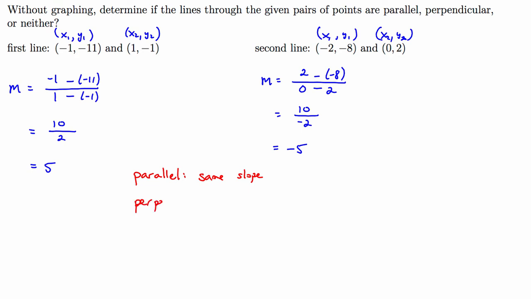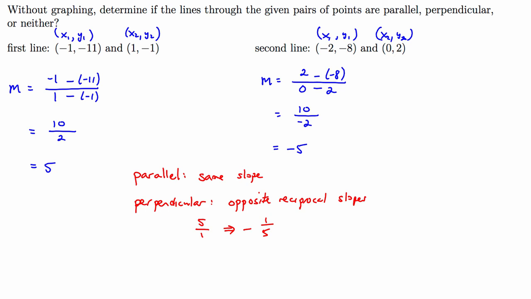On the other hand, perpendicular lines have opposite reciprocal slopes. For example, if one slope is 5 over 1, then the perpendicular slope would be the opposite sign and the reciprocal. So the slope of the line perpendicular to our first line would be a slope of -1/5. Clearly -5 and -1/5 are not the same.